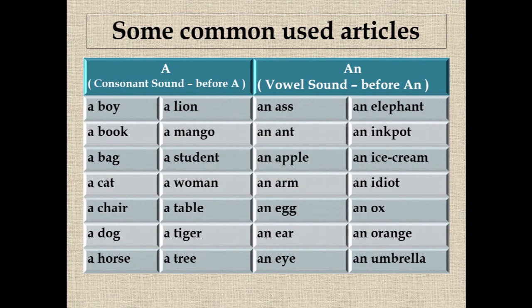Some commonly used articles. Consonant sound before a: a boy, a book, a bag, a cat, a chair, a dog, a horse, a lion. And vowel sound before an: an ant, an apple, an arm, and so on. You can make a screen share from the list.